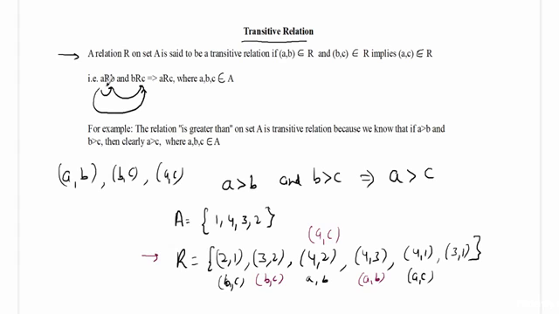Alright guys, A related to B and B related to C automatically implies that A should be related to C as well. Greater than is an example of a transitive relation.